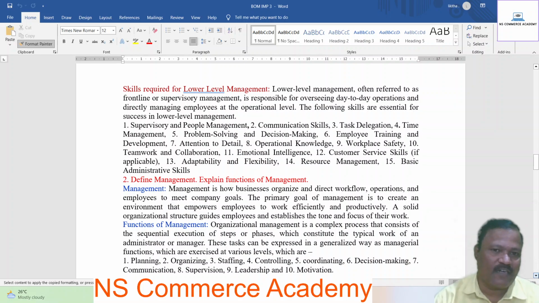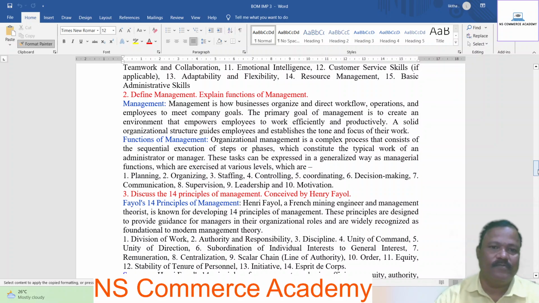That's why please try to write a minimum of 3 to 4 skills at each level. Here I have mentioned 15 skills for every level. Even so, when you answer each level of management, you have to write a minimum of 5 skills. Okay, next, the second question: define management and explain the functions of management.